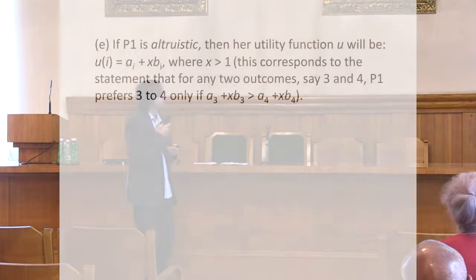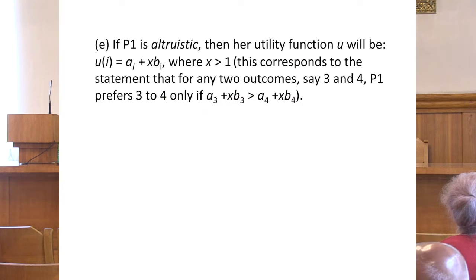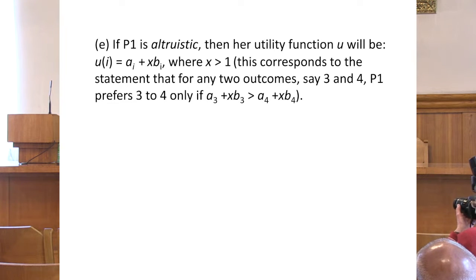If player 1 is altruistic, then her utility function will be, so to say, a stronger version of a utilitarian utility function, because the value x is higher than 1, so it means that player 1 assigns higher weight to the reward of the other player than to his own reward. So again, it seems plausible, and everything seems so far convincing.